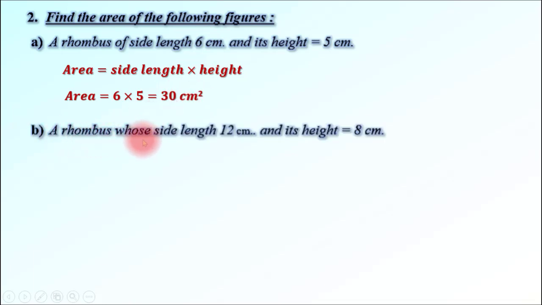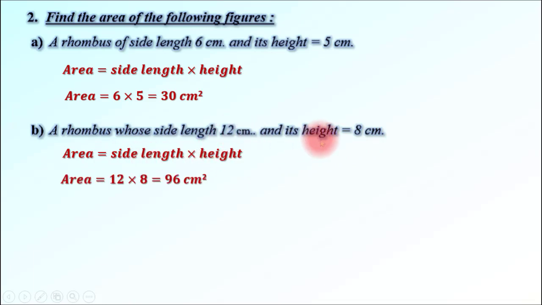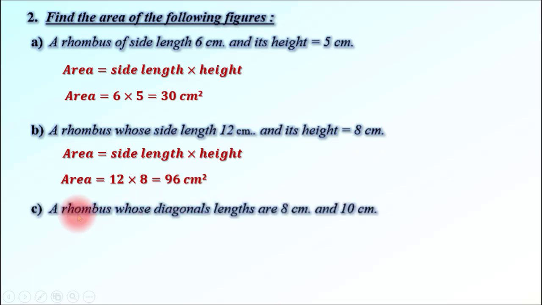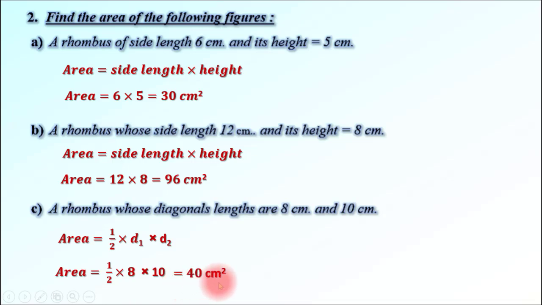B, a rhombus whose side length is 12 cm and its height equals 8 cm. Then the area equals side length times height, which equals 12 multiplied by 8 equals 96 cm square. C, a rhombus whose diagonal lengths are 8 cm and 10 cm. The area equals half times diagonal 1 times diagonal 2, which equals half times 8 times 10 equals 40 cm square.